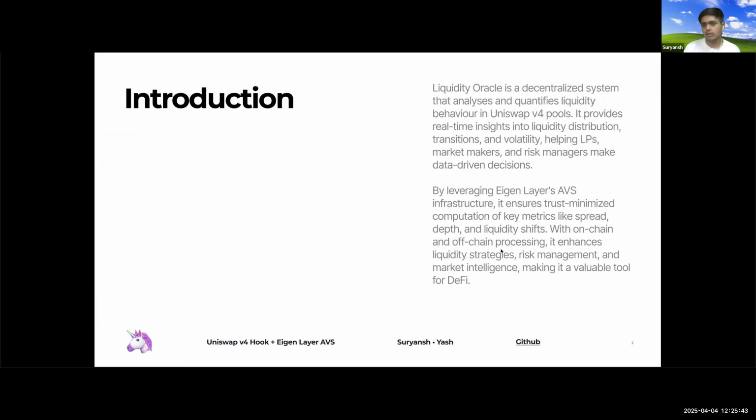So basically, this is a hook, Oracle hook, that watches the pool for the events that modify the liquidity in real time, and it tries to derive measurable insights from these pools using EigenLayer's AVS infrastructure. So the AVS part comes in computing the Oracle metrics off-chain in a verifiable manner.